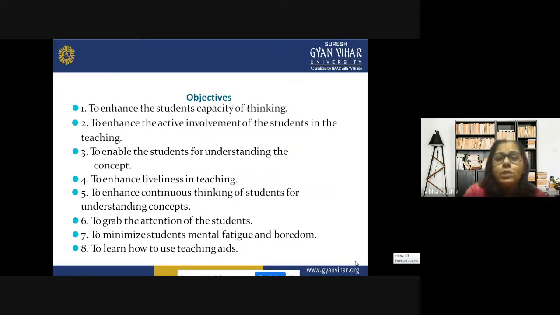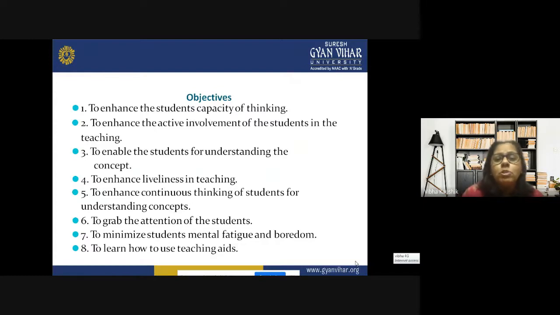Now, the objectives of stimulus variation skill. To enhance the student's capacity of thinking, means it will develop the capacity of thinking. To enhance the active involvement of the students in the teaching, means it will involve the students in an active learning involvement, means they are not just passively listening to what the teacher is saying.